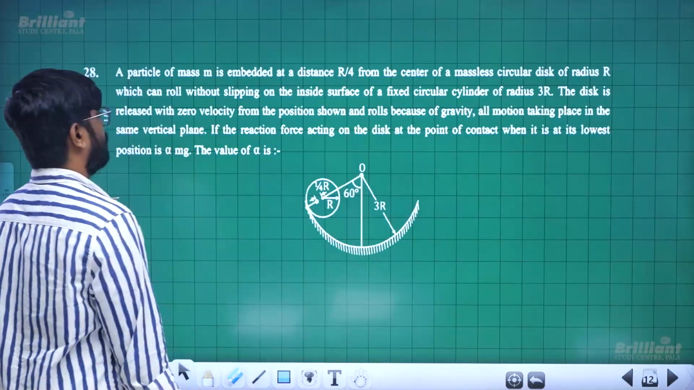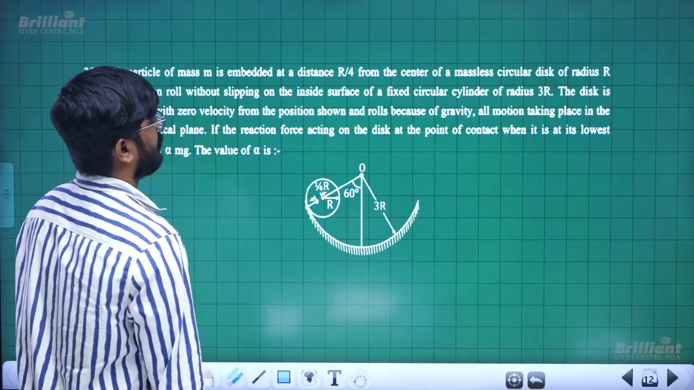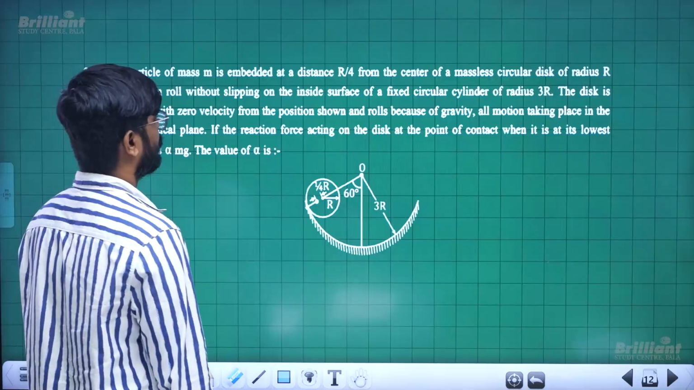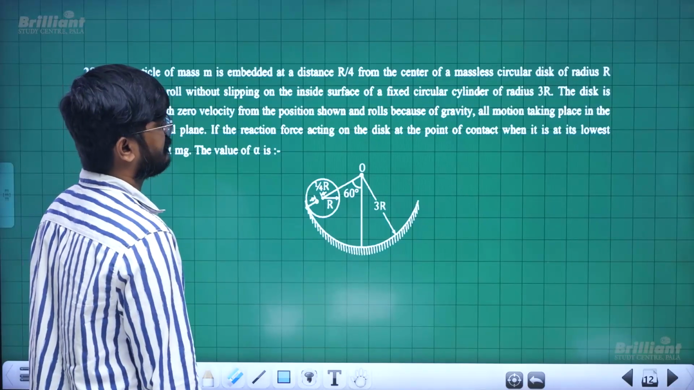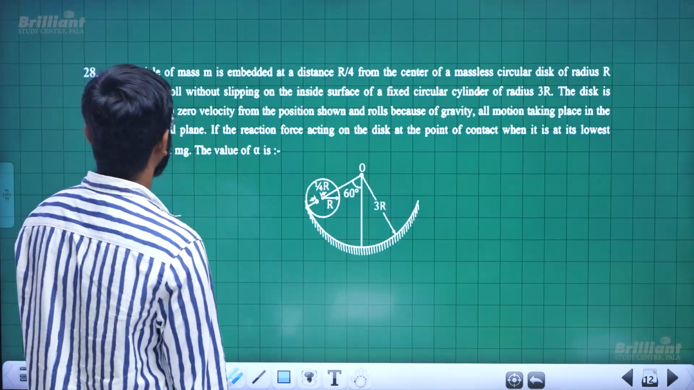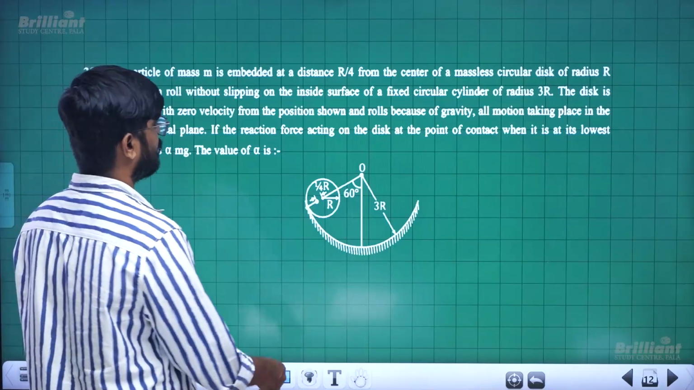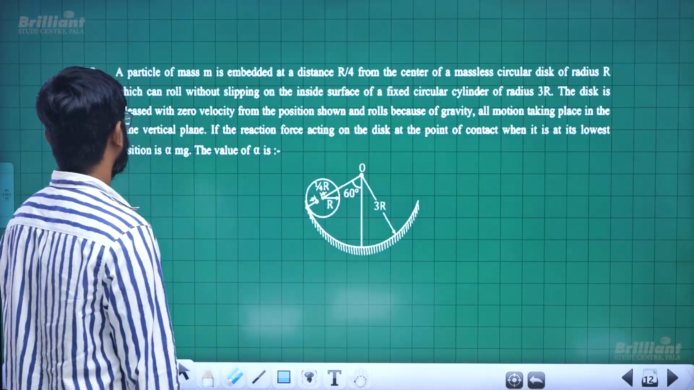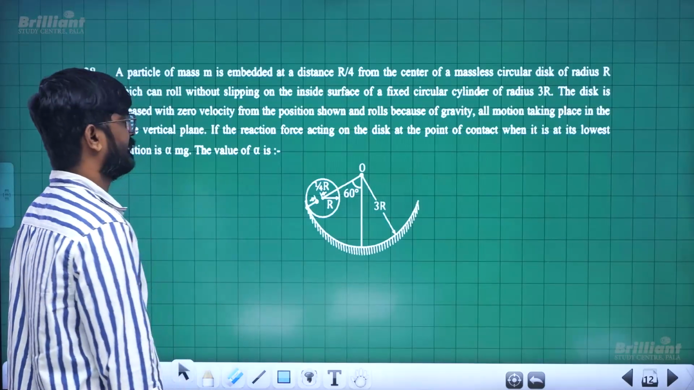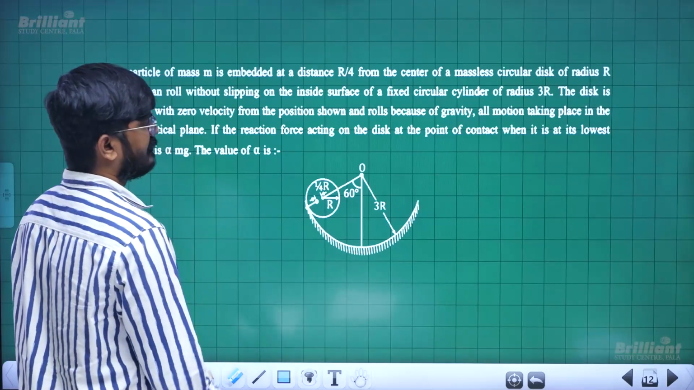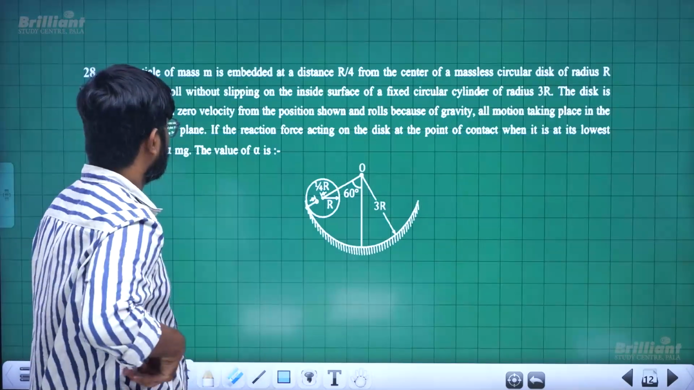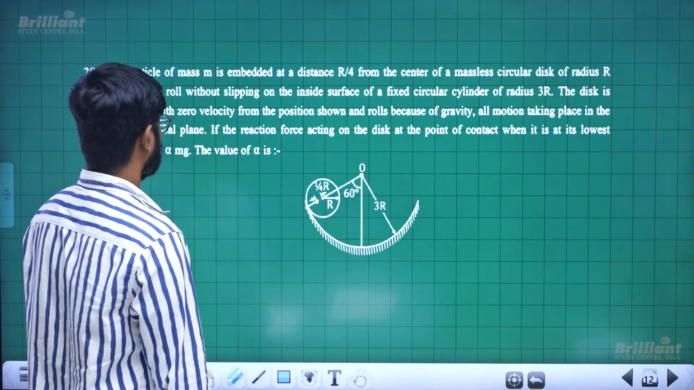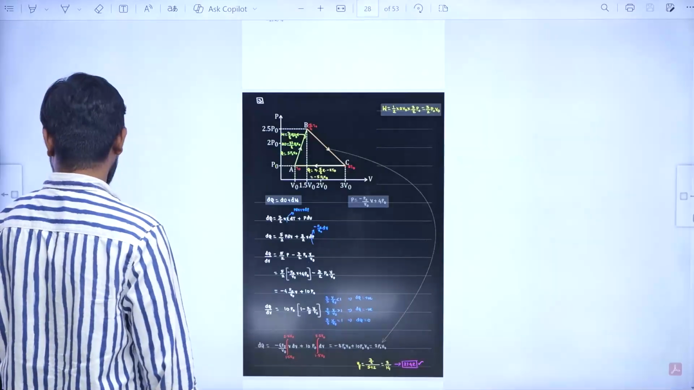A particle of mass m is embedded at a distance r by 4 from the center of a massless circular disk, which can roll without slipping on the inside surface of a fixed circular cylinder of radius 3r. The disk is released with 0 velocity from the position as shown and rolls because of gravity. All motion takes place in the same vertical plane. If the reaction force acting on the disk at the point of contact when it is at the lowest position is alpha mg, then find the value of alpha.